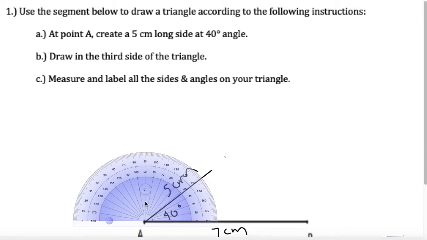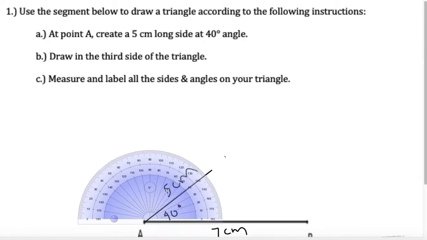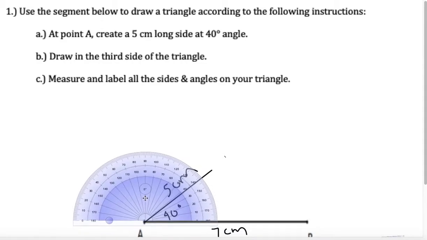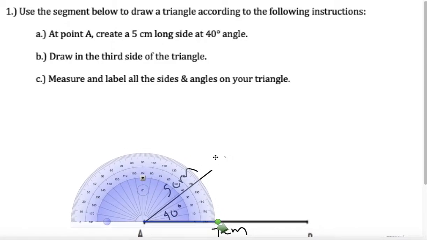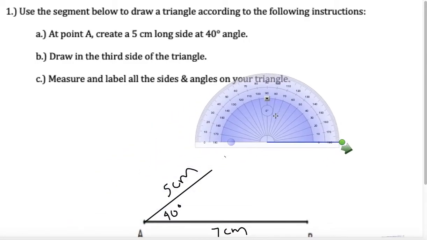So you're going to take your protractor, as we were before, and move it down on point A. So when you line up with your 40 degrees, I want you to place a tick mark. You place a tick mark at 40 degrees, but then you need to take your ruler. So here's my tick mark through 40 degrees.